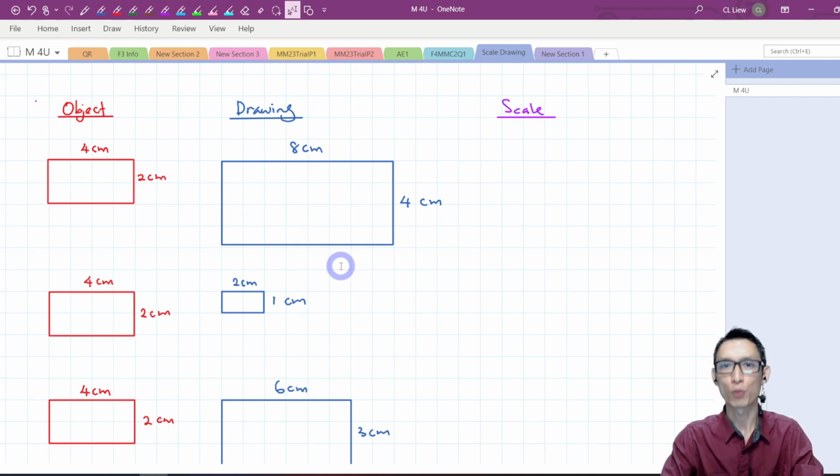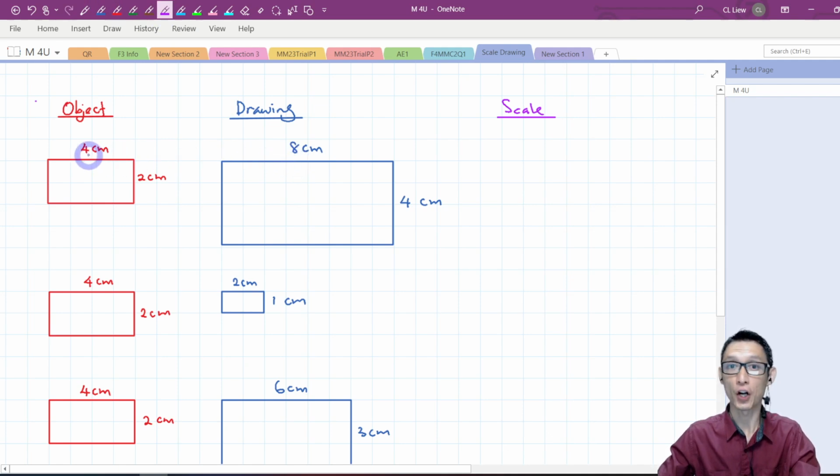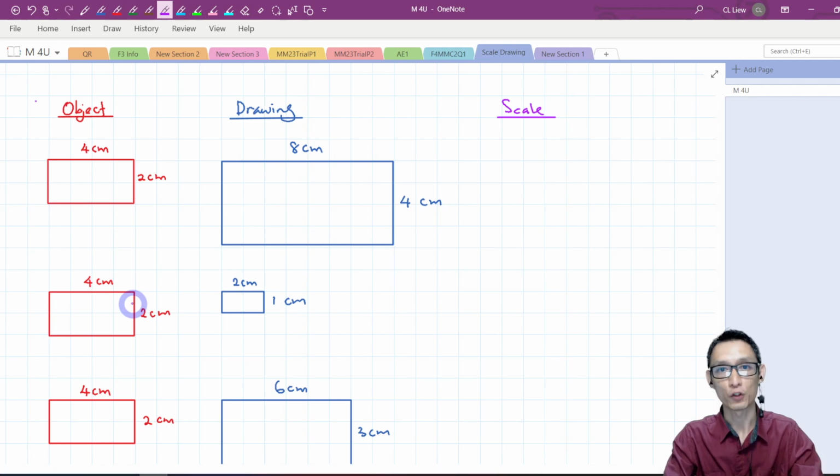So what are some properties of two similar objects? It means that for two similar objects, their corresponding angles will be equal to each other and their corresponding sides have the same ratio. So for example, now this is a drawing of this object, right? You will notice that when you take 8 divided by 4, you get 2. You take 4 divided by 2, you get 2 as well. How about this one? You take 2 divided by 4, you get 1 over 2. You take 1 divided by 2, you get 1 over 2 as well. Okay, so these are a few properties of two similar objects.